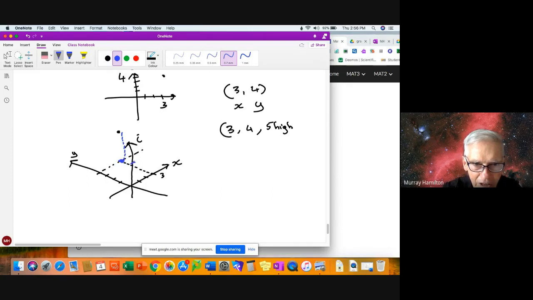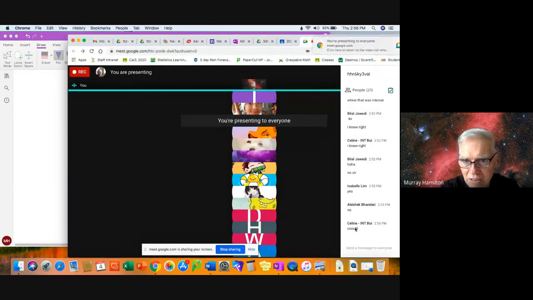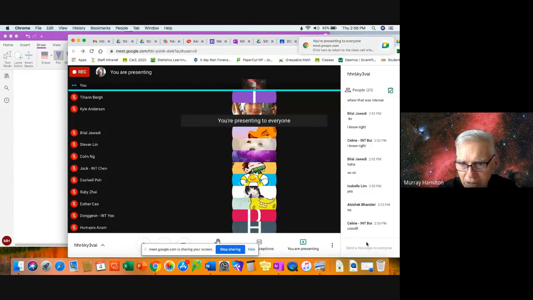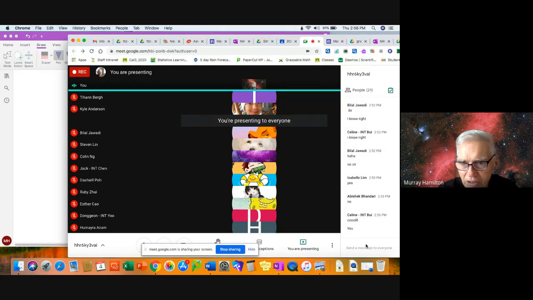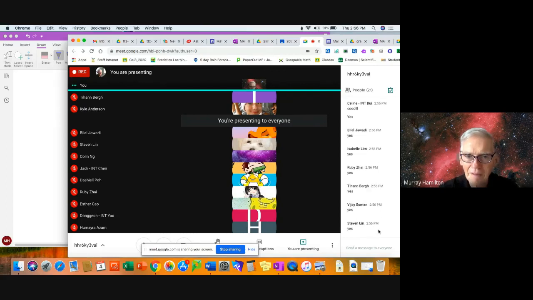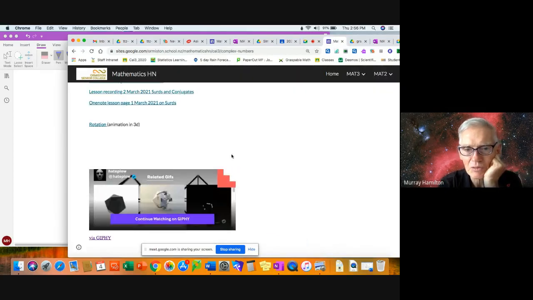But it's 5 high on the y-axis. That y-axis has moved. Can you see the three-dimensional aspect that I'm trying to get across to you? Yes or no if you understood the three-dimensional aspect? Please, I want some feedback. Did you, Celine, yes. Bilal, yes. Isabel, yes, yes. Yes. 5, 6, good, VJ. Any more? Stephen, yes? Cool.